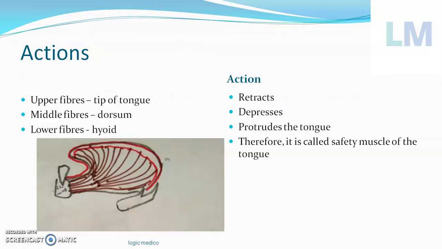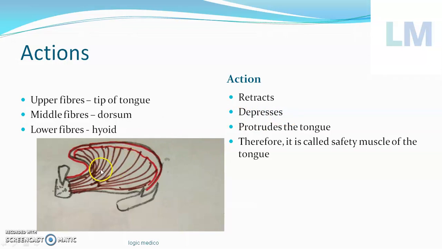Coming to the action. The upper fibers are there, no? Upon contraction, they will bring the tip inside the oral cavity. That's called retraction. So it retracts the tip of the tongue. The middle fibers are there, no? They attach to this dorsum, right? When they pull, this dorsum will come down, right? That's called depressing the tongue. Okay? It depresses the tongue.